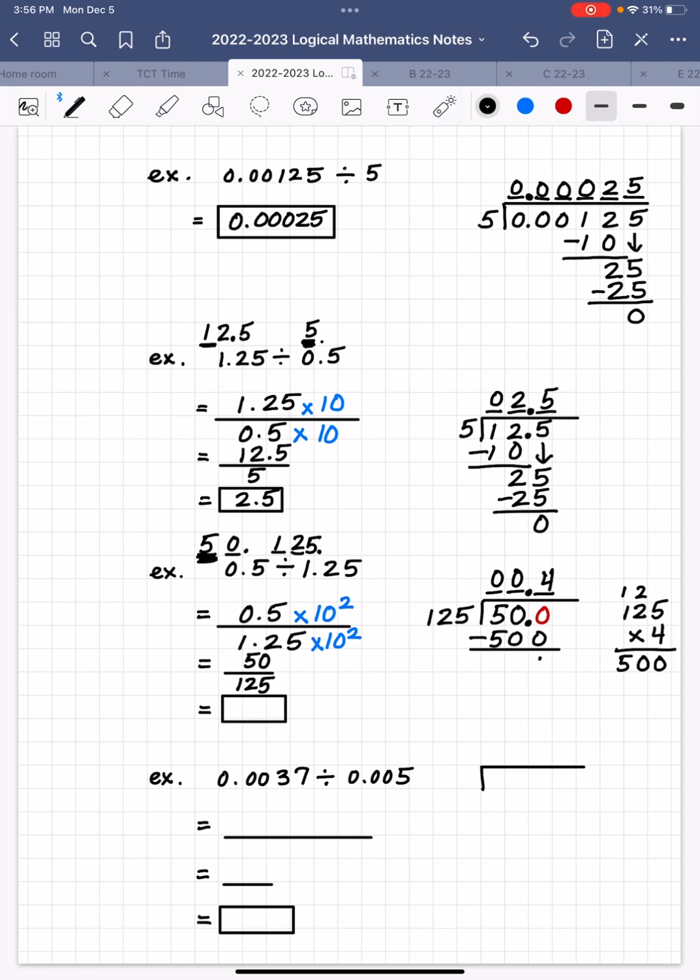500 minus 500 is 0. Did I end up with a remainder of 0 to the right of the decimal point? Yes. Any other digits to pull down? No. So I'm all set. The answer is 4/10 or 0.4.